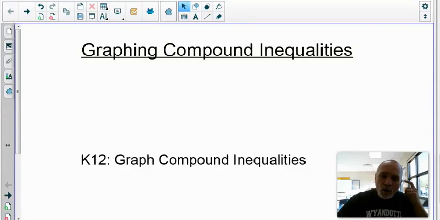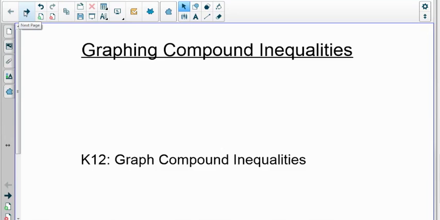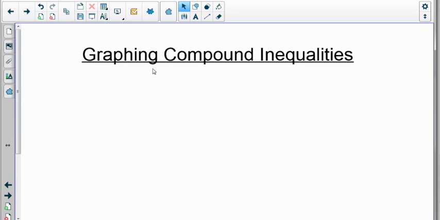Hello everyone, welcome back. Today we're going to look at graphing compound inequalities, which can be found on K12. First thing I'm going to do is go ahead and get rid of this. And what I want you to write in your notes is graphing compound inequalities.